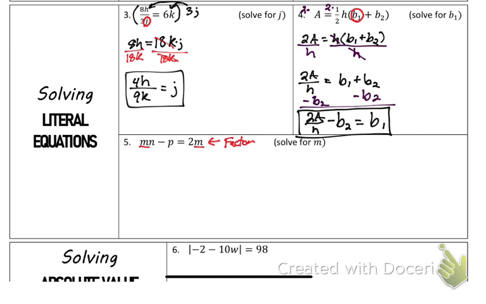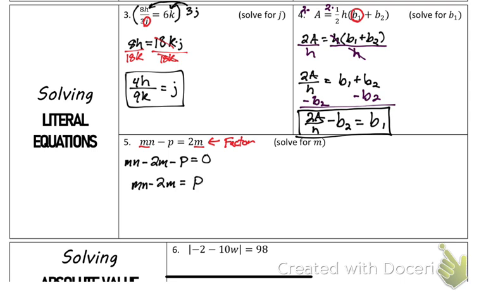I need to get all of the m's on one side, and I need to get everything that doesn't have an m on it to the other side. So I'm going to move this 2m to the other side, giving me mn minus 2m minus p equals 0. Now, in order to factor, there must be an m in all 3 terms. There isn't. That's why we have to get stuff that doesn't have an m in it to the other side. You can't factor it out unless it's in everything. So I'm going to move the p to the other side, giving me mn minus 2m equals a positive p.